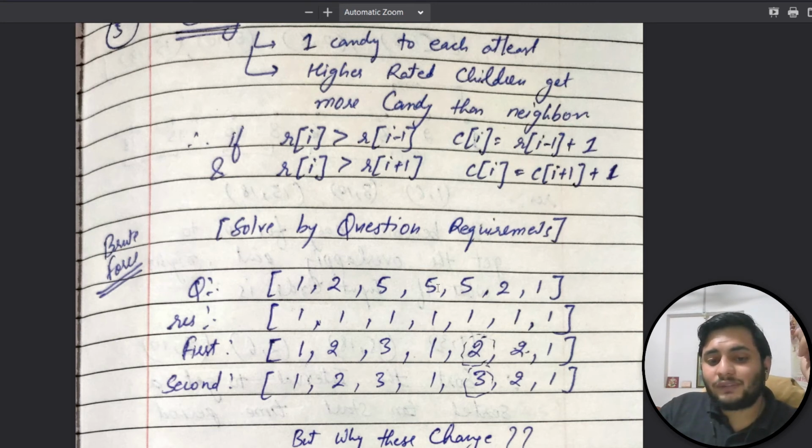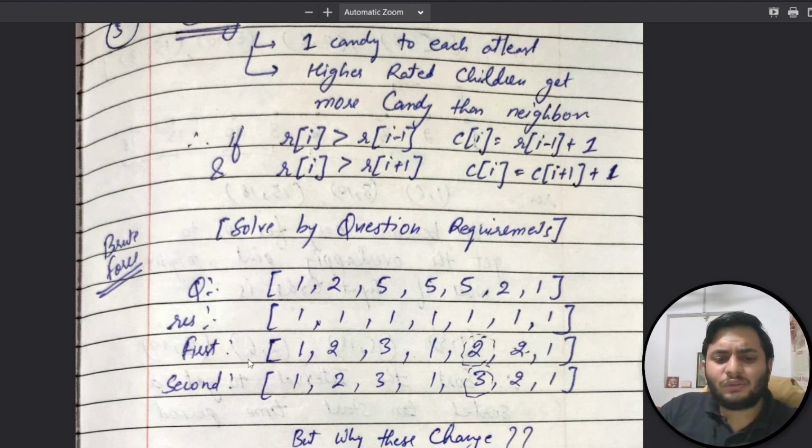For this one, is 5 greater than 5? No. Is 5 greater than 2? Yes, it is, so it should have candies plus 1. The candies for this is 1, so 1 plus 1 is 2. Is 2 greater than 5? No. Is 2 greater than 1? Yes. So it should have the number of candies that 1 has, plus 1. So 1 plus 1 is 2. And for the last one, it is 1.